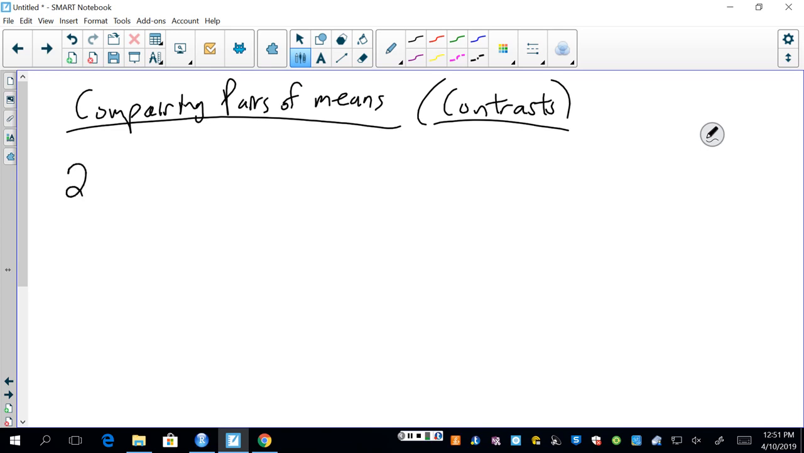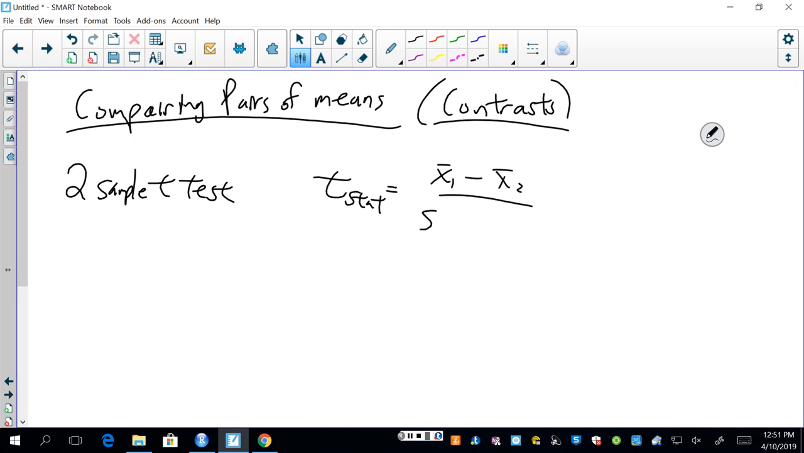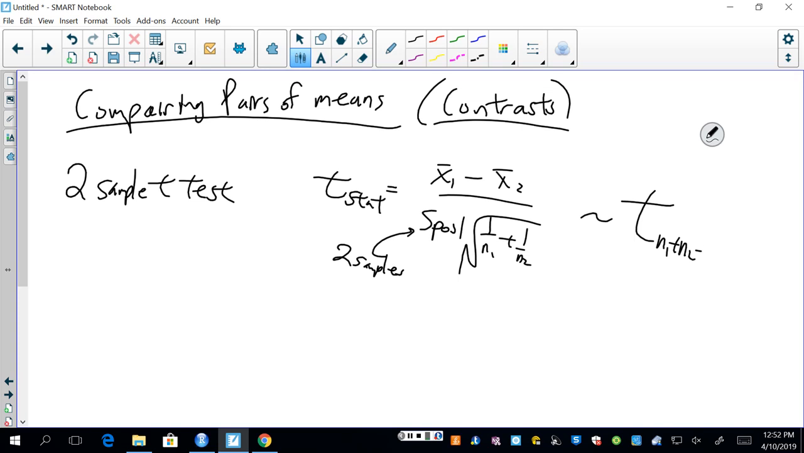If we have just a 2-sample t-test, our t-statistic is just the difference between the averages over the pooled estimate from the 2 samples alone, times the square root of 1 over n1 plus 1 over n2. Now we compare that to a t with n1 plus n2 minus 2 degrees of freedom.